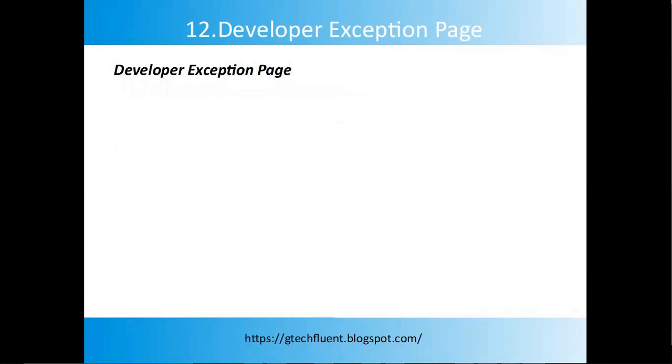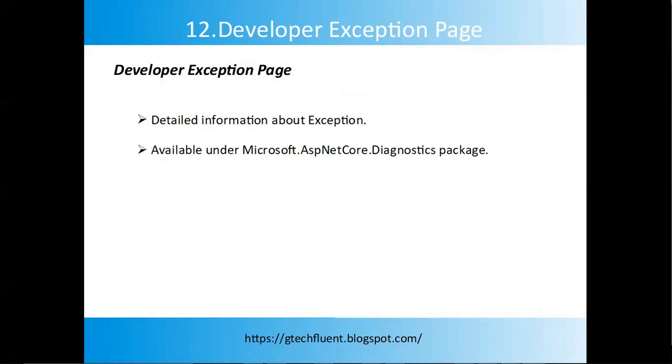The developer exception page displays detailed information about the exception that occurred. This page is available under the Microsoft.AspNetCore.Diagnostics package, which is in the Microsoft.AspNetCore.App metapackage. To configure the developer exception page, we need to add the UseDeveloperExceptionPage middleware into the request pipeline.